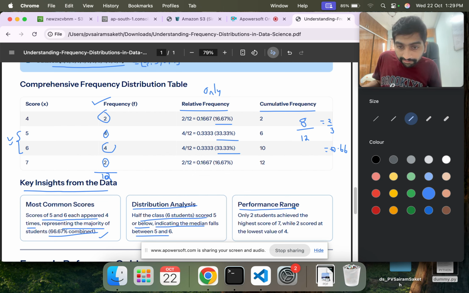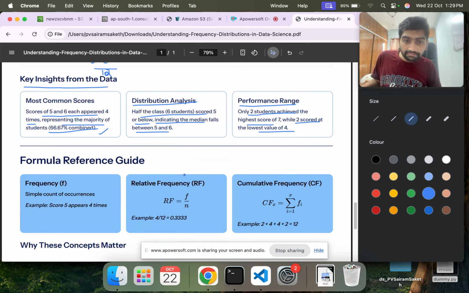The third thing is performance range. Only two students achieved the highest score of 7, while two scored the lowest score of 4. So based upon these frequencies and cumulative frequency, and how much percentage of people got 4, this 16.67 percent of people got 4. So this is how you are able to do this particular thing.